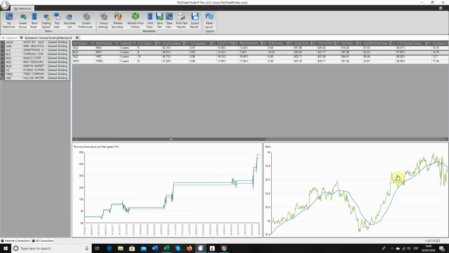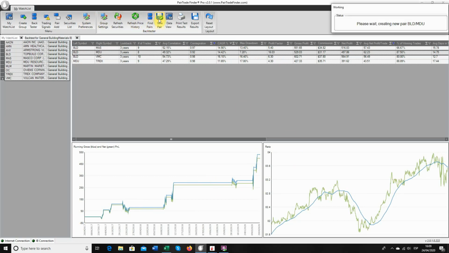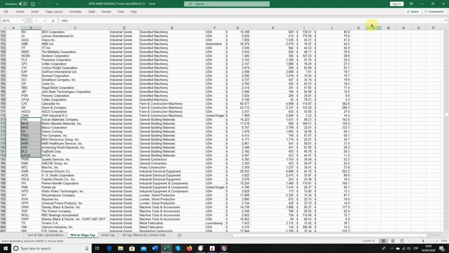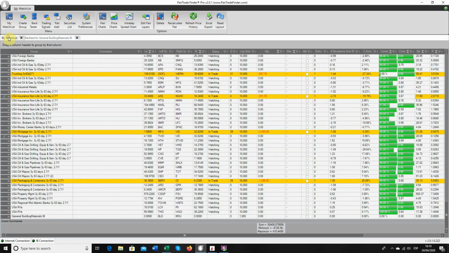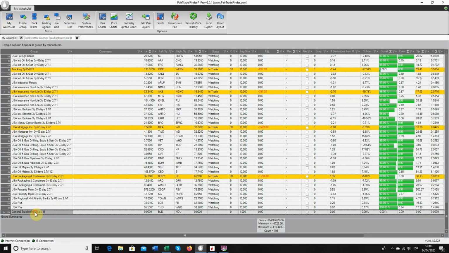I'm not going to study that, but let's say you want to put this pair onto your watch list. So you would just hit Save Pair, and PairTrade Finder Pro is now taking this high probability, great looking pair to trade and putting it on your watch list. So then we just come back to my watch list, and you can see it right here.